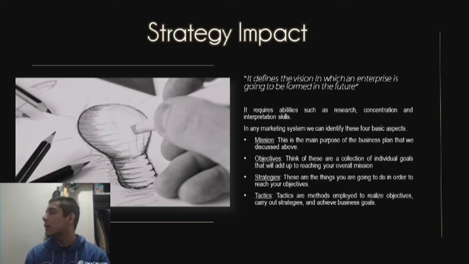And we can identify the strategic impact in four basic aspects that are in most enterprises in the world: the mission, the main purpose of the business; the objectives, the things that we are putting on our way to be more efficient; and the strategies and tactics, which are similar but different. The strategies are like step one, what is this? What is step two? What is step three? The tactics are more like how we can do this one or how we can do step two. That's an example of what basically is the strategic impact.